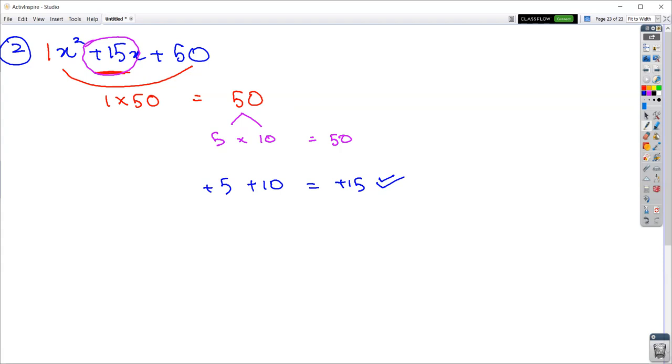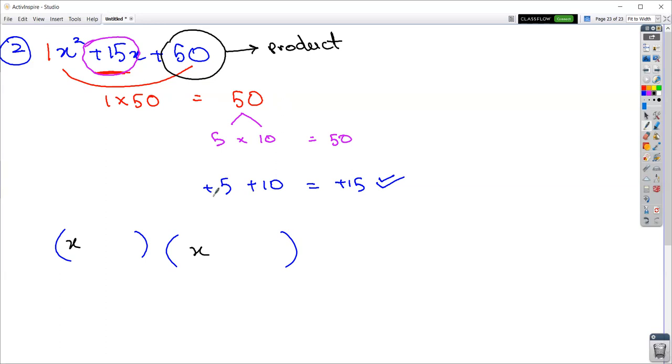With this sort of factorization, we write down the two brackets. The first is the x here and another x will be here. Now I'm going to check my answer to see whether the numbers I'm choosing are right or not. When I multiply these two numbers, I should get the product, which is 50. And when I add these two numbers, I should get the middle term, which is plus 15. So the middle term must give you the sum. The last term must give you the product of those two numbers.